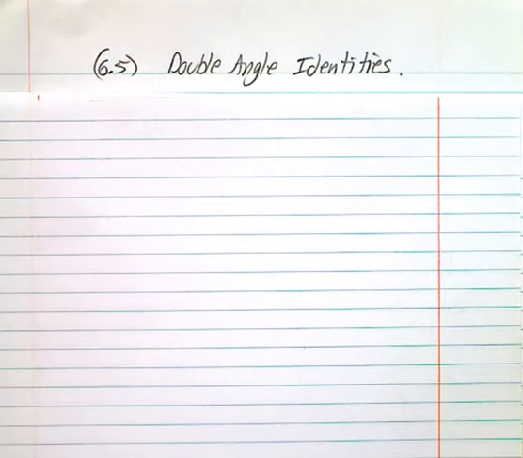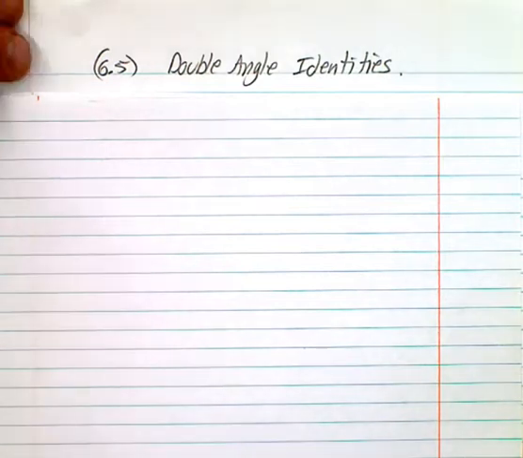We're looking at 6.5, the next section, double angle identities. This is the last section in chapter 6. So ideally, we're going to be able to look at some of these proofs or some of these equations and simplify them using a variety of different identities, this being the last ones that we're going to show you.